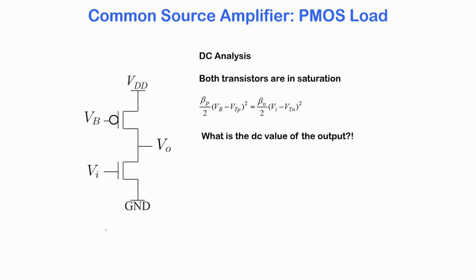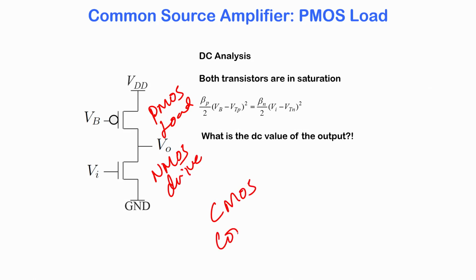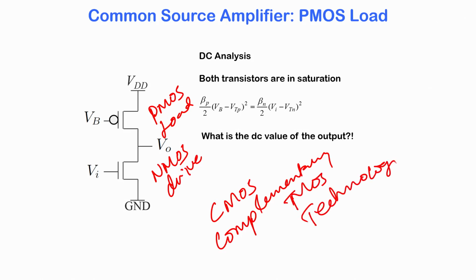So, once again, now let us analyze our final circuit, which is the amplifier with a PMOS load. So, we have a PMOS load and an NMOS driver. It could be the other way around as well. So, it is basically CMOS technology, or complementary MOS technology, which is basically the cornerstone of all our digital and analog circuits now.